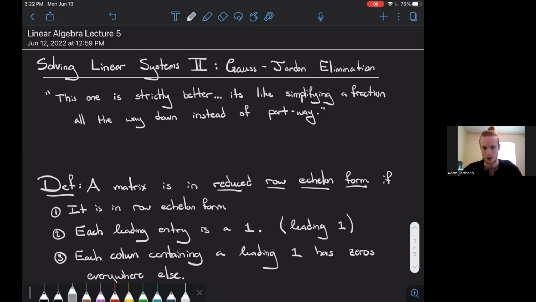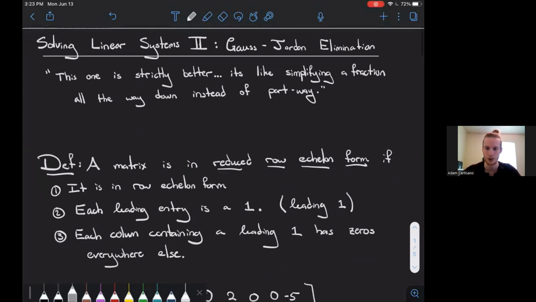I've got a quote here. "This one's strictly better. It's like simplifying a fraction all the way down instead of part way." This was by a friend of mine who's a former linear algebra student. Now, there's something about Gauss-Jordan elimination which feels like it's more complete than just Gaussian elimination, where we reduce a matrix to row echelon form. Well, we'll start off this time with a different form of a matrix called reduced row echelon form.